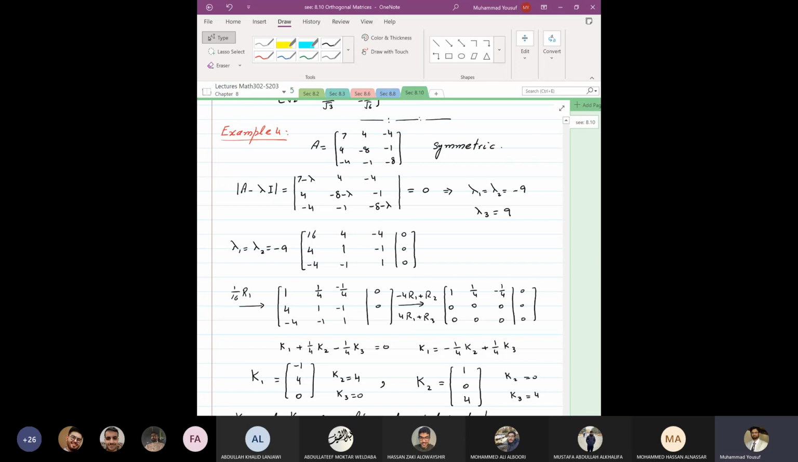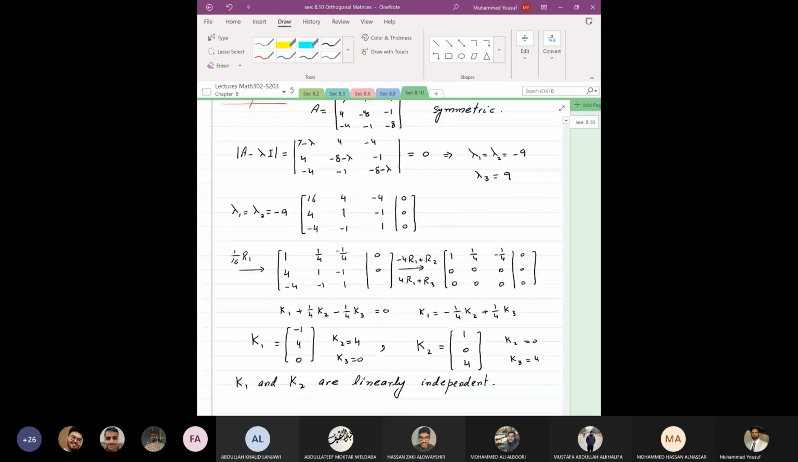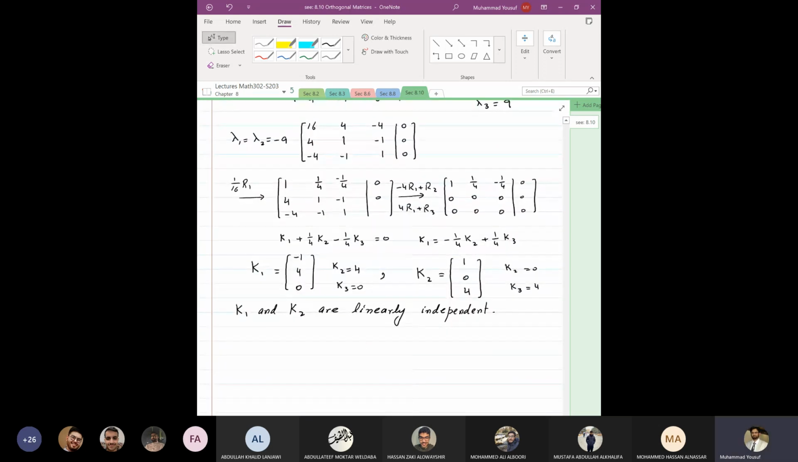But our goal here is not to find linearly independent eigenvectors. Our goal here is to construct an orthogonal matrix using this given matrix. Now here, K1, K2, are they orthogonal?